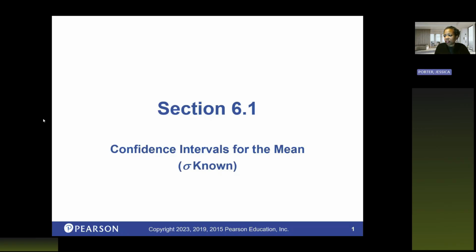6.1, confidence intervals for the mean when the standard deviation is known. And remember, this little sigma is the standard deviation, and that is the population standard deviation.